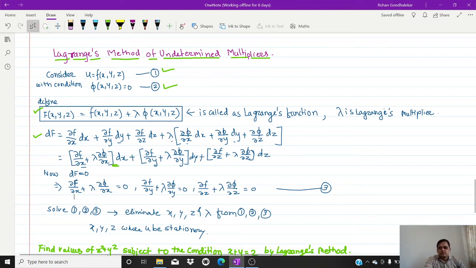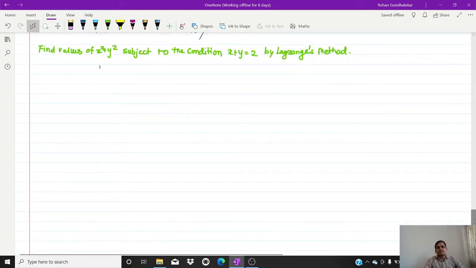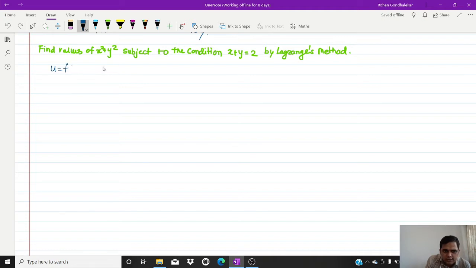So now let's come to one example. This is the example given to us. Find the values of x square plus y square subject to the condition x plus y is equal to 2 by Lagrange's method. So here the function which is to be either maximized or minimized is u is equal to f of x comma y is equal to x square plus y square. See, I have discussed the method for 3 variables. We can restrict it to 2 variables also by removing the third one.